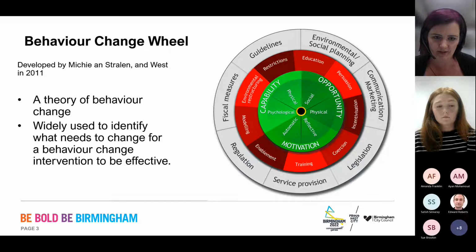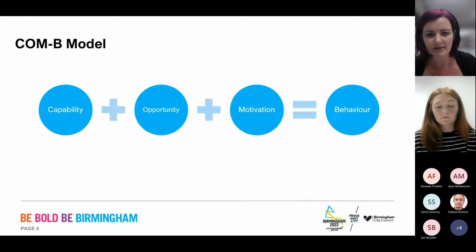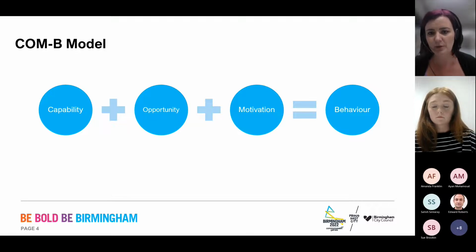But today what we're going to be doing is focusing just on this centre area, which is about capability, opportunity and motivation. And that's what's called the COM-B model. So in essence, our capability to do something influences our behaviours. So that's things like, do we have the knowledge and the skills and abilities needed in order to do a particular behaviour? Also, there's opportunity. So do we have the opportunity to do the behaviour?